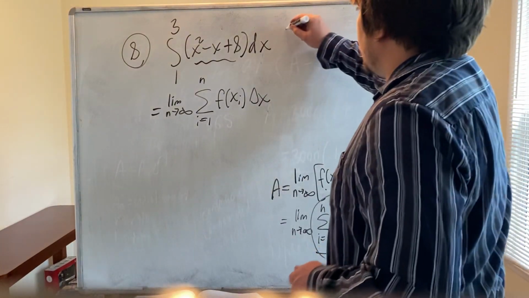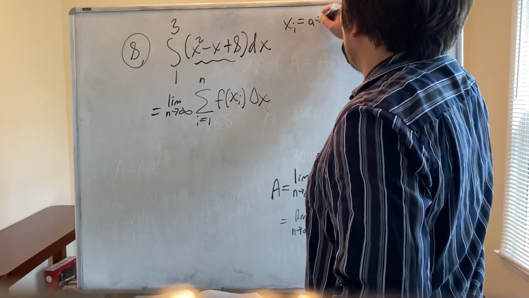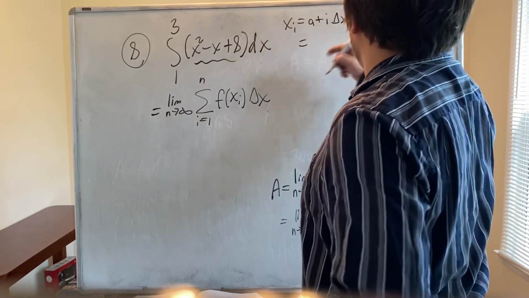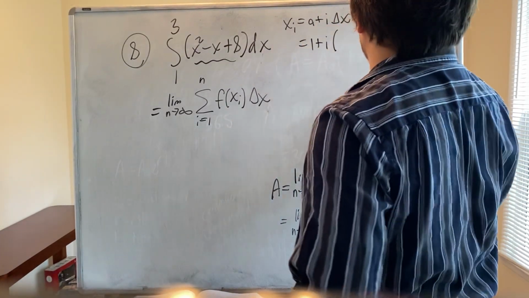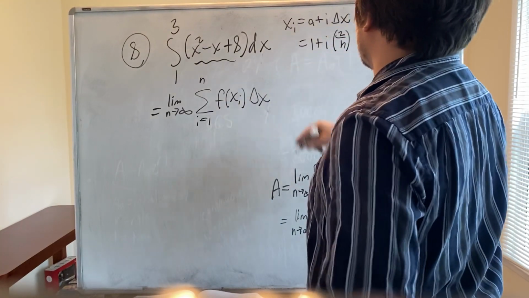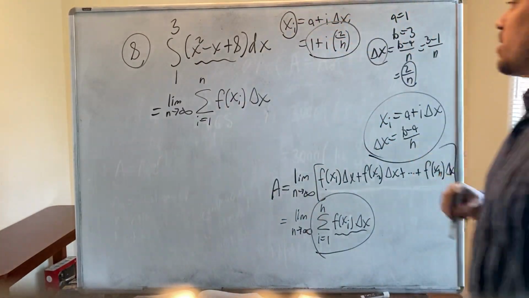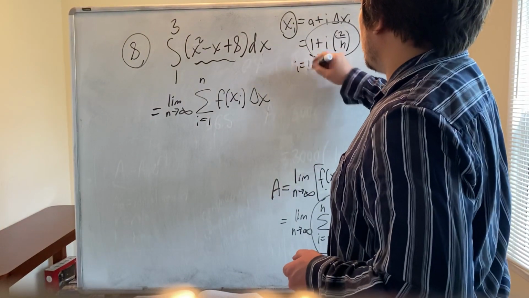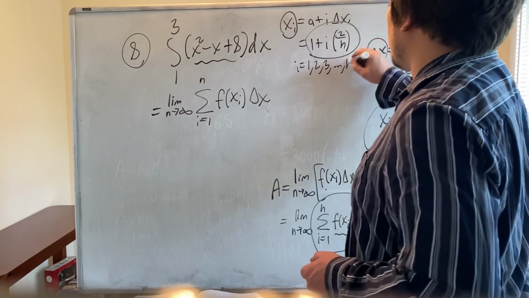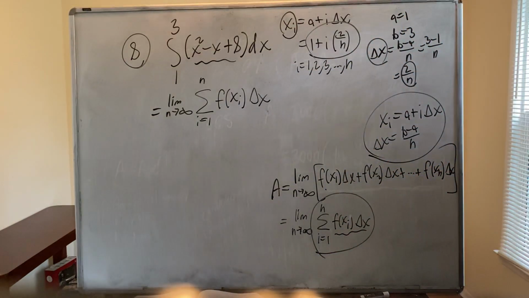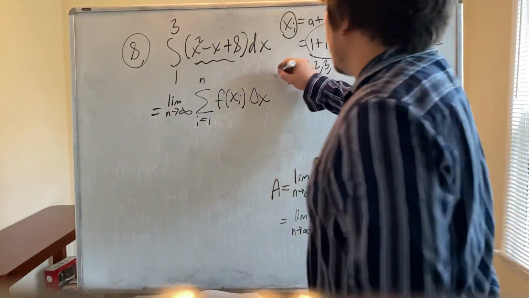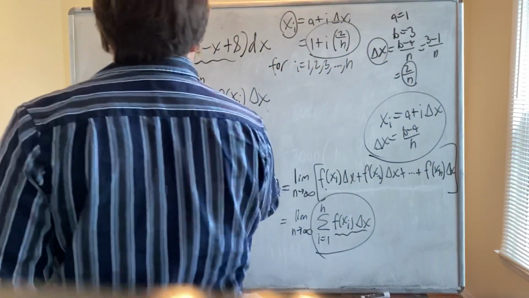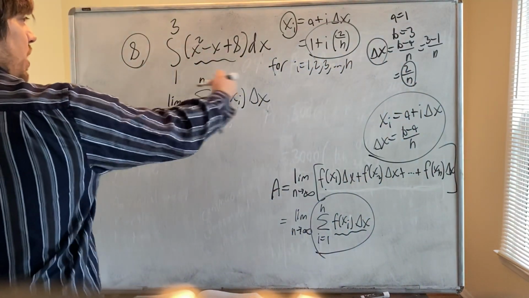x sub i is equal to a plus i delta x. a is 1, so this is 1 plus i times delta x, which is 2 over n. So x sub i is 1 plus i times 2 over n, for i equals 1, 2, 3, dot dot dot, up to including n. Okay, so that's x sub i for all the i's from 1 to n.